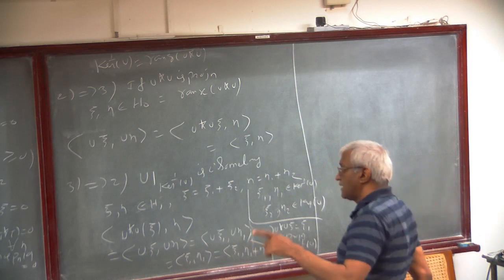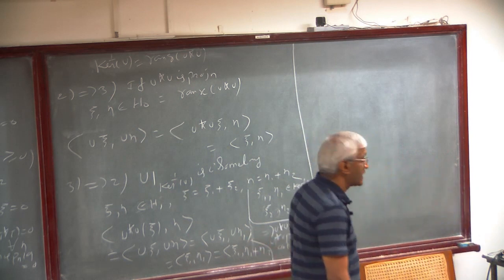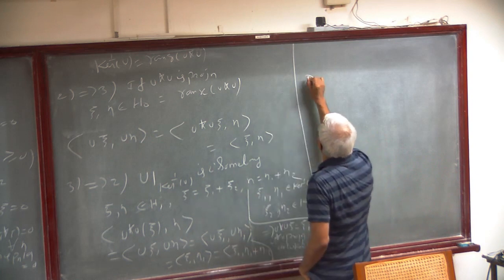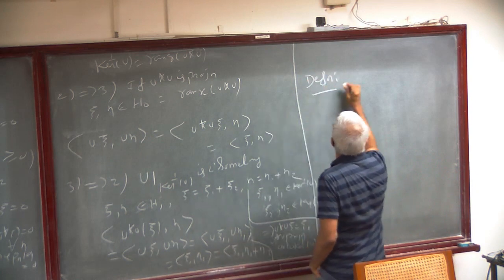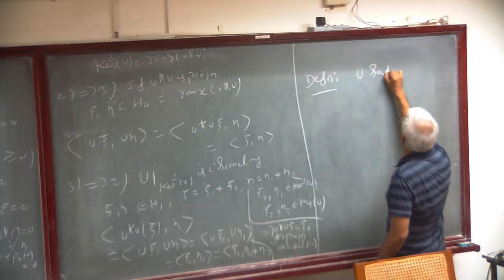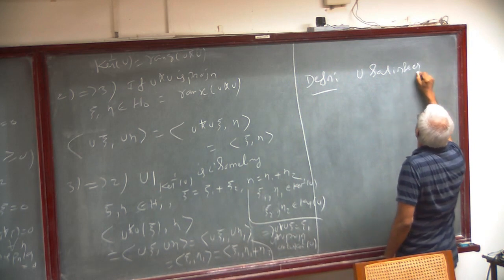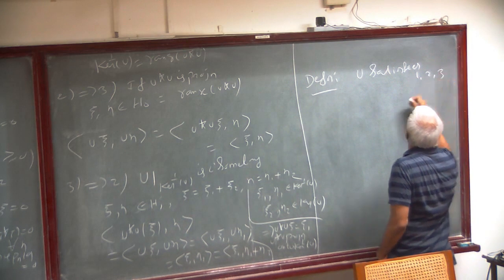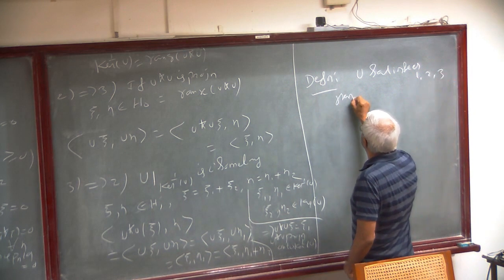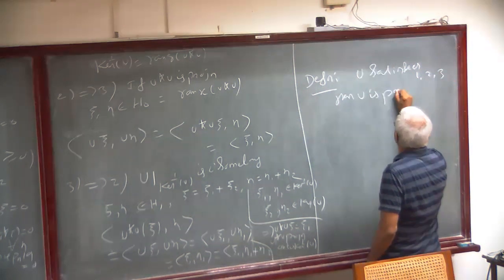So any operator satisfying any one of these properties, 1, 2, 3, is called a partial isometry. Then u is called a partial isometry.